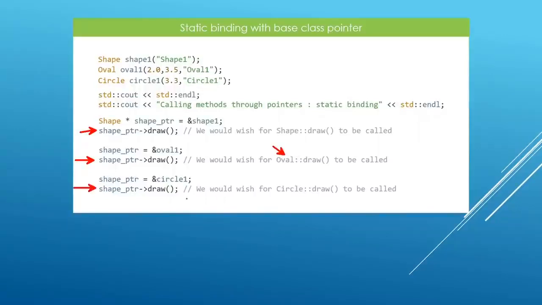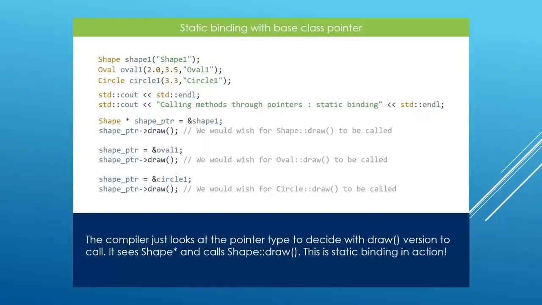And on this line, we will also see that we get the shape draw method to be called. This is not what we want, and this is static binding. So what is happening here is the compiler is looking at the type of the pointer, and it is using that to decide which draw method to call.